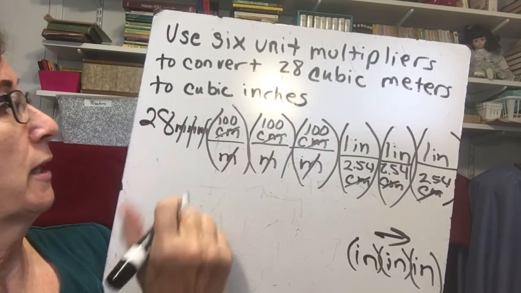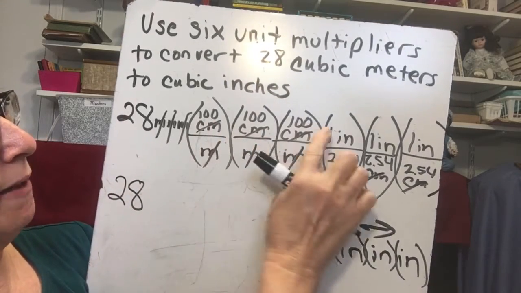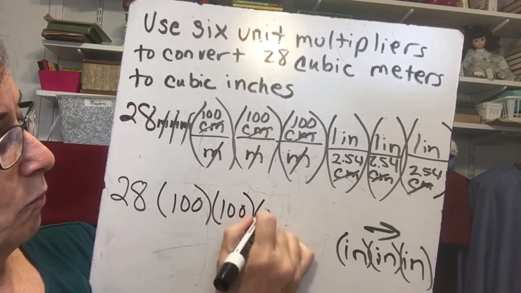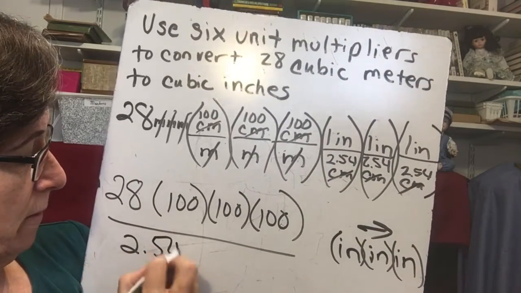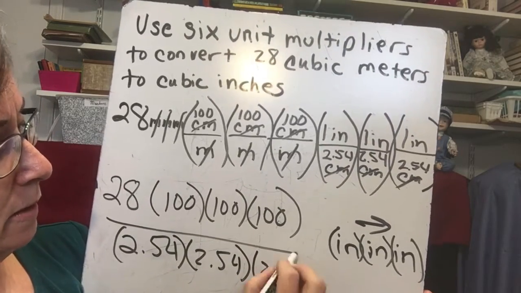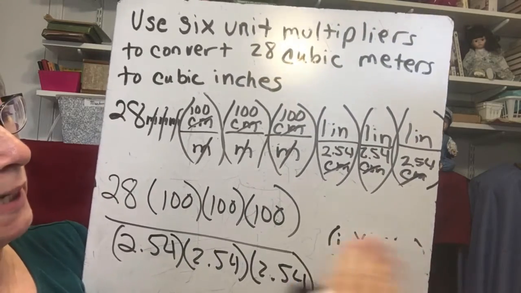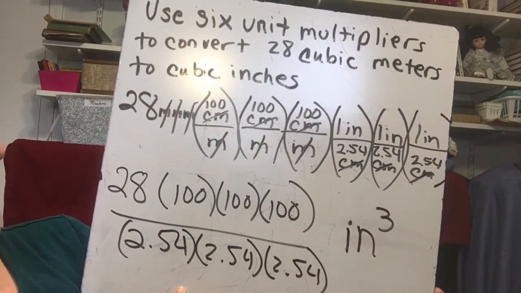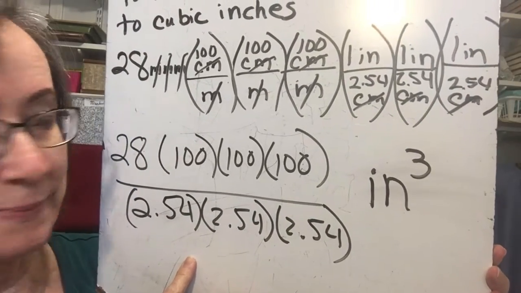So now we're going to have 28, and we have 3 things on the top. So 100, 100, 100. We also have 3 things on the bottom. 2.54, 2.54, 2.54, and then our units. And our units are inches, inches, inches, but we wouldn't leave them that way. We would change them to inches cubed, and that would be an excellent way to leave your answer.